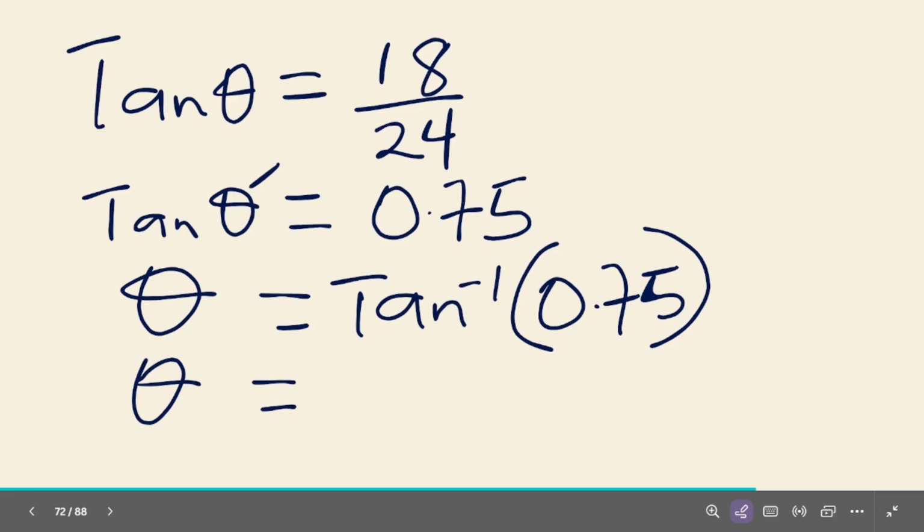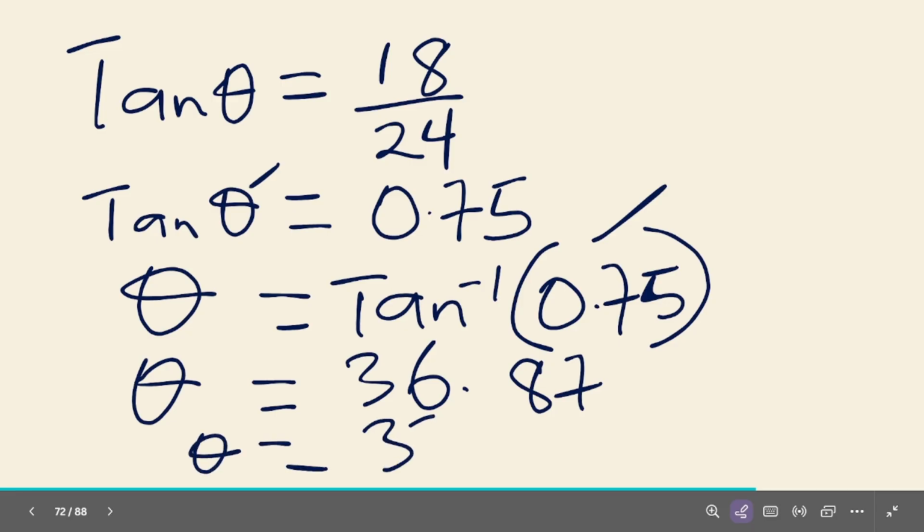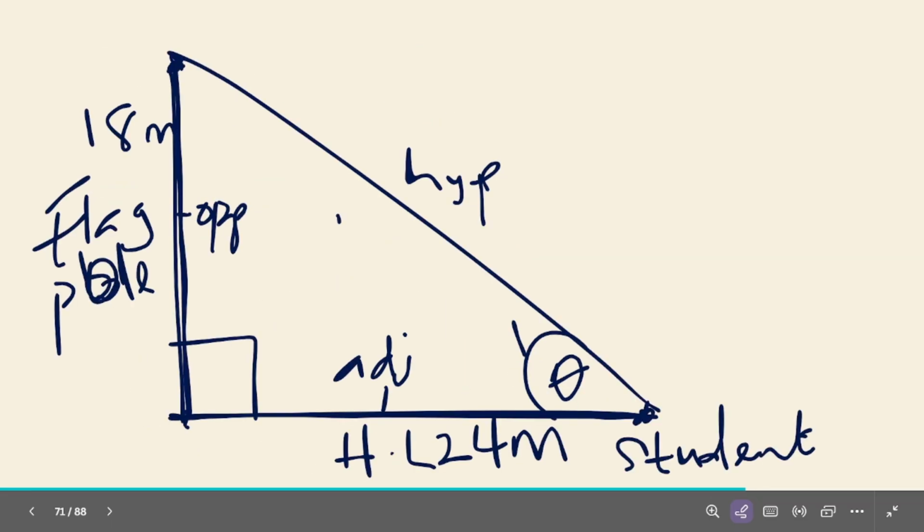Use your calculator. Press shift, then tan, then the value. When you do that, you'll be having 36 point something. You can just approximate it. So if you like, you can just say your theta is approximately 37 degrees to the nearest whole number. So this is the angle of elevation right here. So here is 37 degrees.